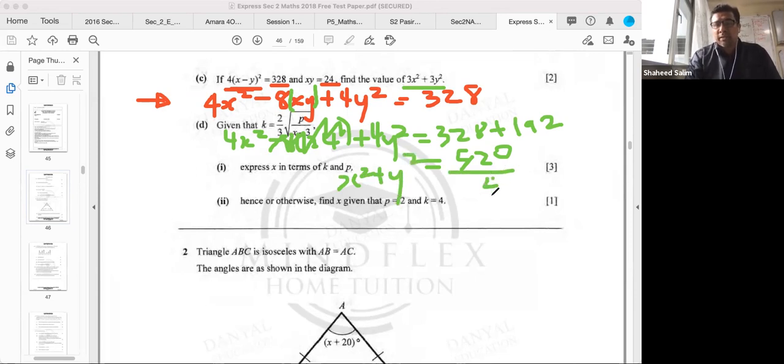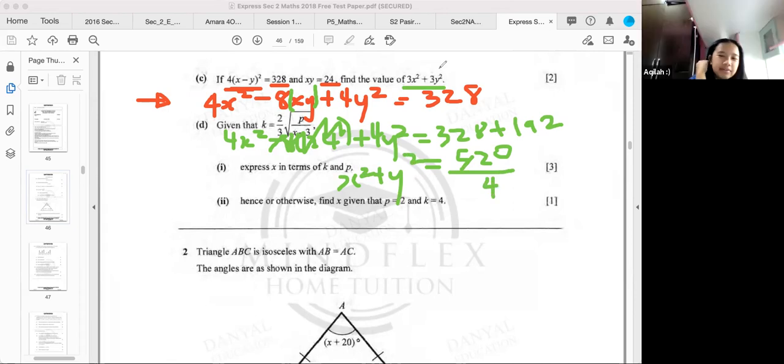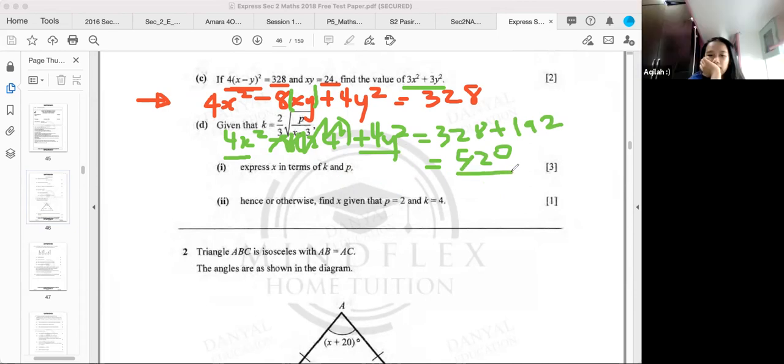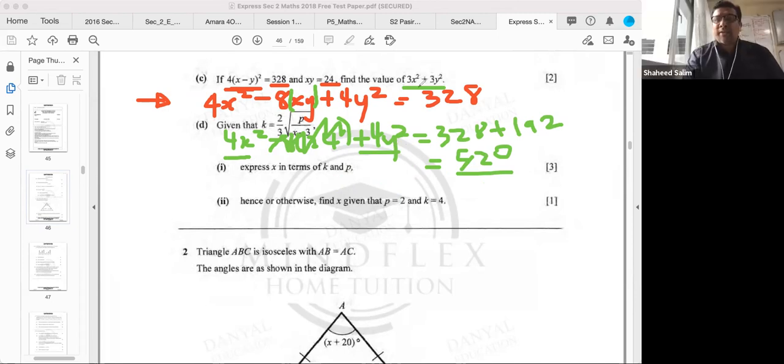Are you confused here? A bit. Maybe you're not feeling well. Okay, hold on down here. This part you understand? 4x squared plus 4y squared equals 520. You sure? Okay. So now we want to find the value of 3x squared plus 3y squared. This one is 4x squared plus 4y squared. Why not I divide this by 4? Divide by 4, divide by 4. Then I get x squared plus y squared equals 520 divided by 4, I get 130.